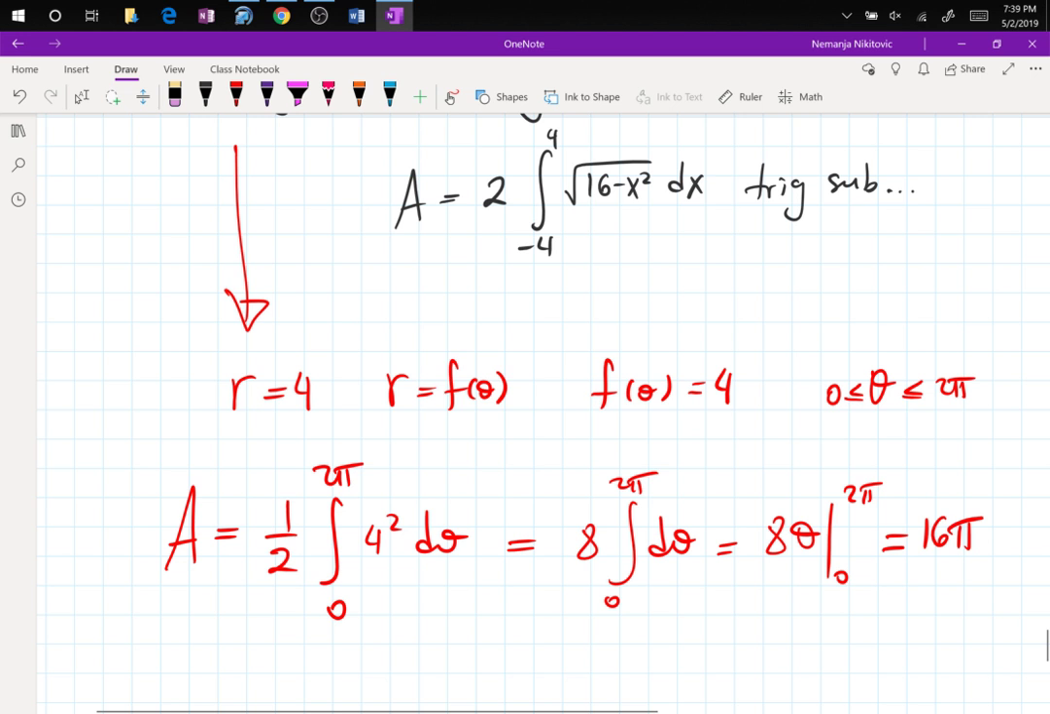So that's technically what we have, right? Yes. Oh, the formula was f of theta squared, right? And if your f of theta is 4, then 4 squared, right? Yes?